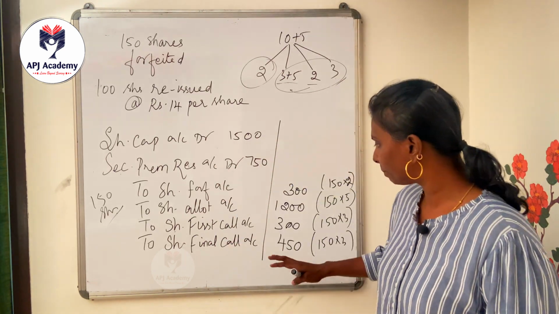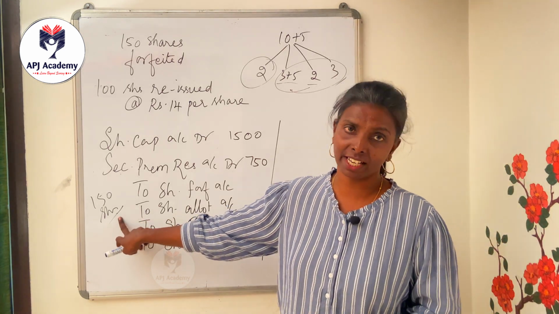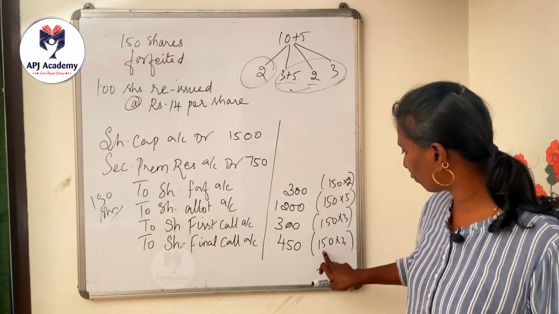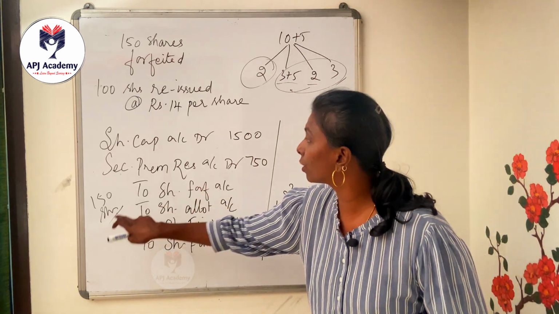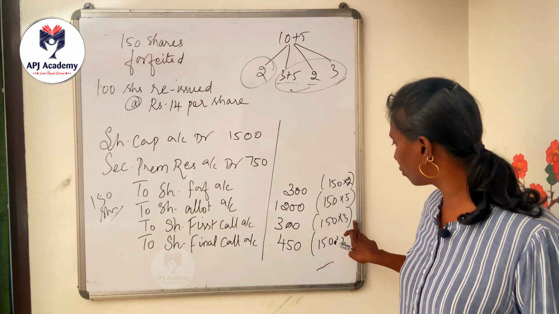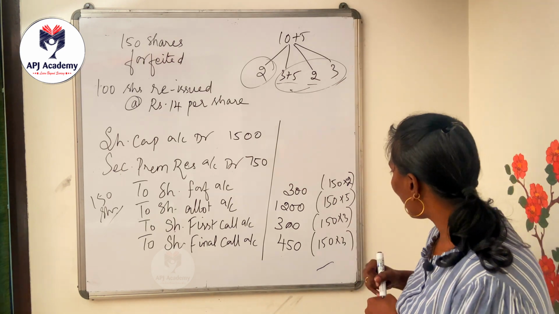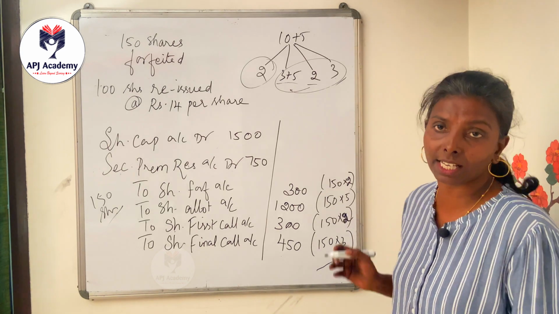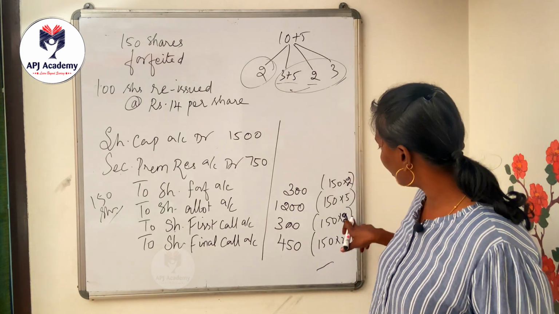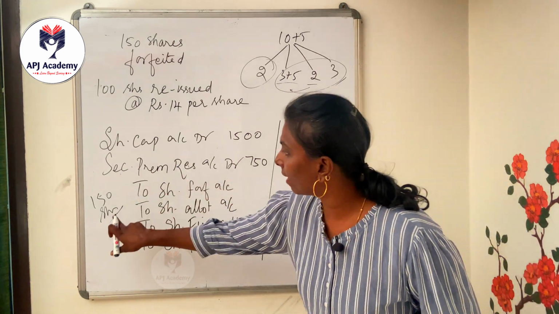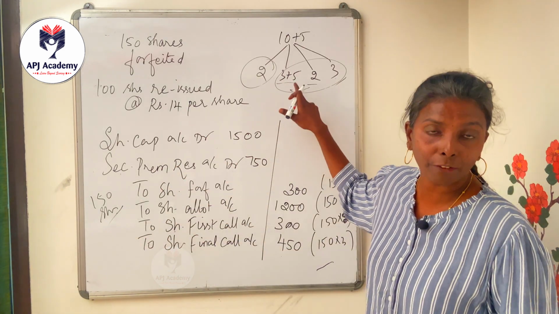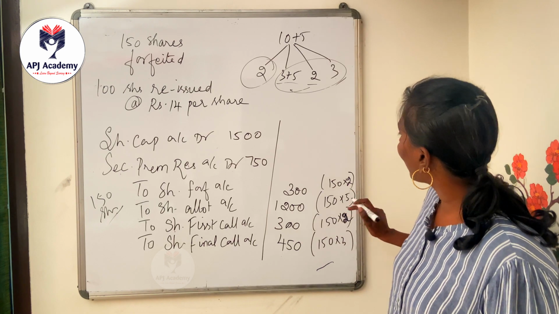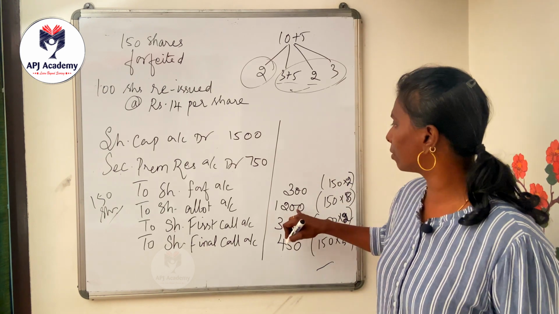That's the important thing. Okay, 150 shares we are forfeiting. So 150 into final call money 3. So 150 into 3, 450. 150 into first call money 2. So 150 into 2. So see, don't make mistakes like I've done. These silly mistakes are going to take away your marks. So 150 into 2, I get 300. Then allotment 150 into 5 plus 3, 8 including premium. So 150 into 8, I get 1200.